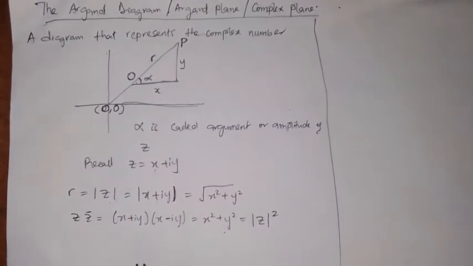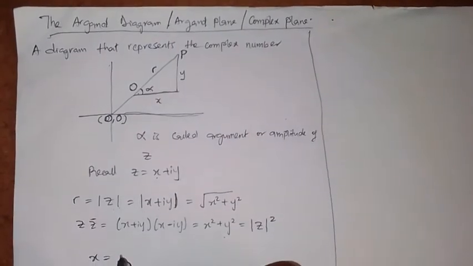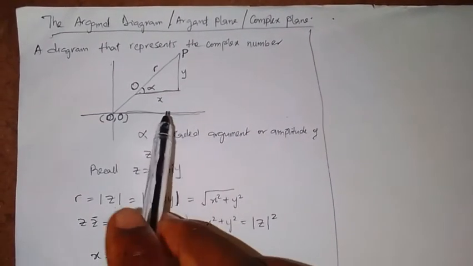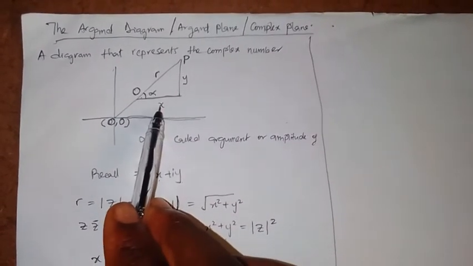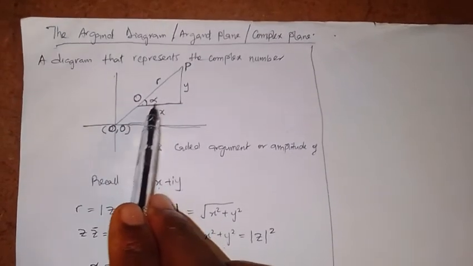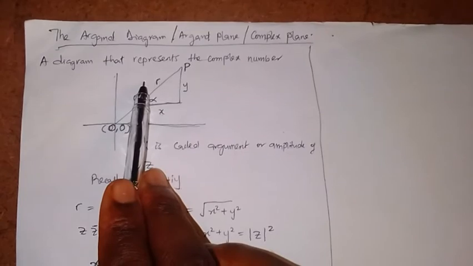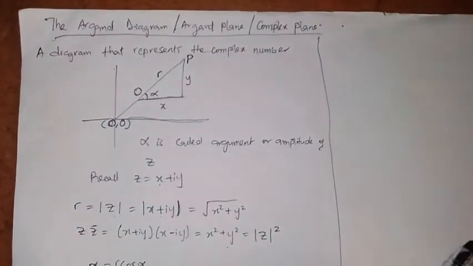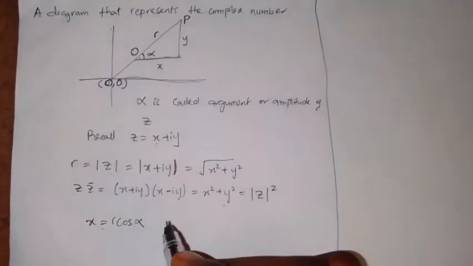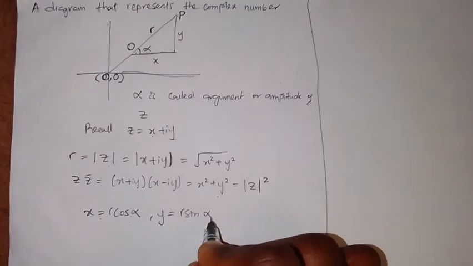Let's see what we have before we solve a particular question on the Argand diagram. From our diagram, X is R cos alpha. If I want to find X, I relate X with our resultant and alpha: this is our adjacent, this is our hypotenuse, that's cos. So after manipulation, X equals R cos alpha. For Y from the diagram, it's R sine alpha.